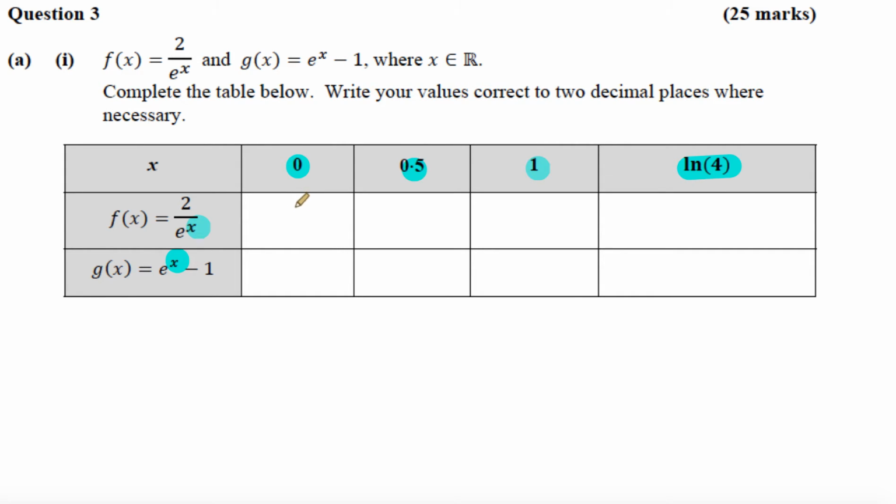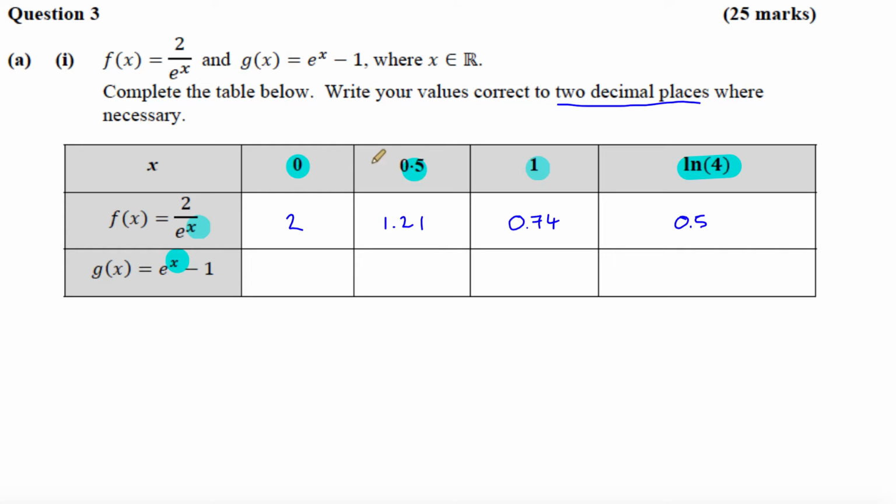So the first answer we get is 2. The next answer we get, correct to 2 decimal places, is 1.21. And we have 0.74. And we have 0.5. So that's putting in all of this, the natural log of 4. So it's e to the power of the natural log of 4 minus 1. Okay, so that's the function f of x done.